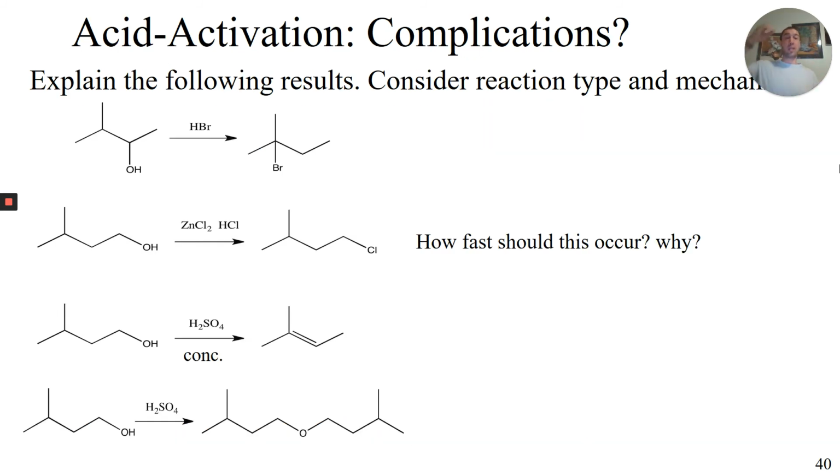So this gets us to our last slide with some examples. These are all acid activation examples, and note, I'm giving you both the reactant and the product. What I want you to do is look at each of these and evaluate what changed. What went on with it? You should be able to explain what you're seeing, and why that particular result happened, or in the case of the second one, explain how fast you think that result should happen. So consider your reaction type and your mechanism in presenting these things.